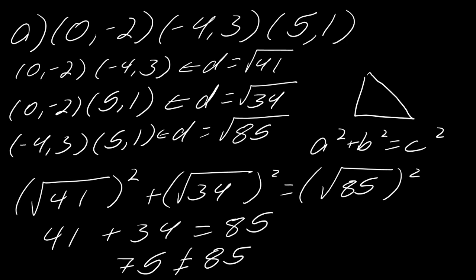And now that I've seen that, there's really no other way I could try to fulfill this relationship. It wouldn't make sense to do the square root of 85 squared plus the square root of 34 squared equals the square root of 41, right? So there's no other way to arrange these into this formula. I can see there's no way to make this equation work. Therefore, the conclusion is not a right triangle.